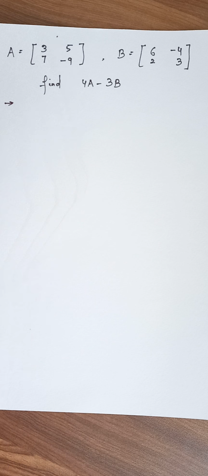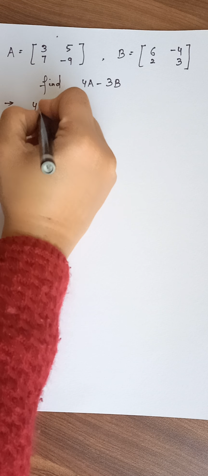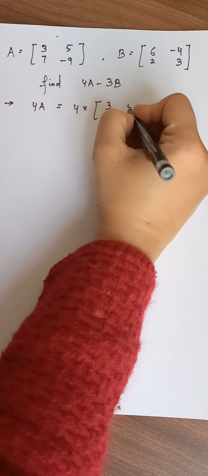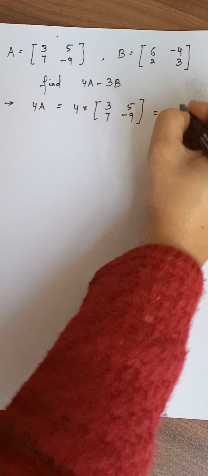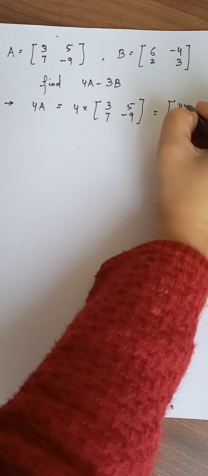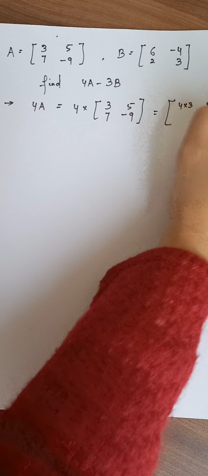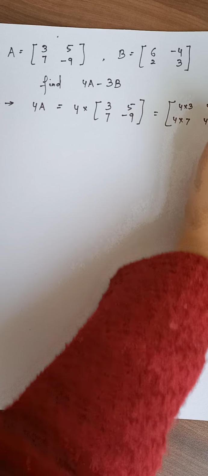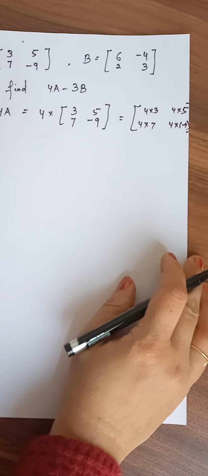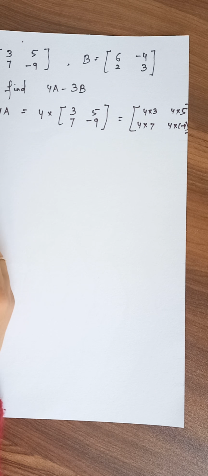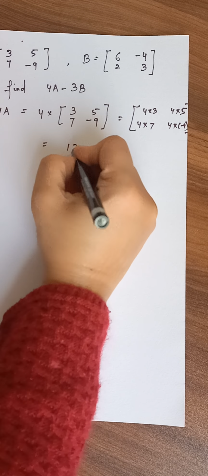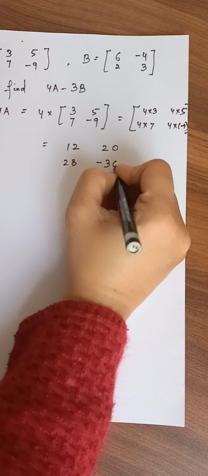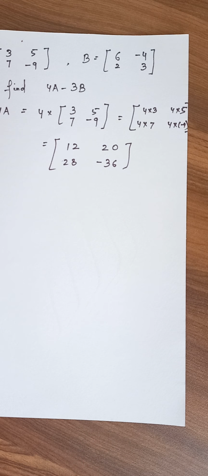In this solution, you first have to find 4A. 4A means 4 gets multiplied with each and every element of matrix A. Then you will get 4 into 3, 4 multiplied by 5, 4 multiplied by 7 and 4 multiplied by minus 9. And then it will be 12, 20, 28 and minus 36. So this is the value of 4A.